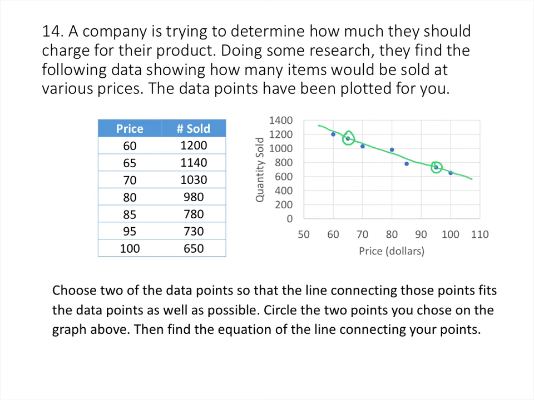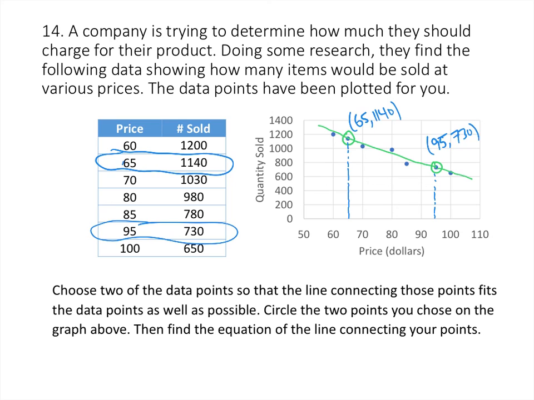Now I have to figure out which 2 points did I actually just choose. So the first point I chose, the x-coordinate is between 60 and 70, so that must be this point here, 65, 1140. And the second point I chose, that x-coordinate is between 90 and 100, so that must mean I chose this point, 95, 730. And now that I've chosen the 2 points, all I have to do is find the equation of the line connecting these 2 points, which is a problem we've done several times before.